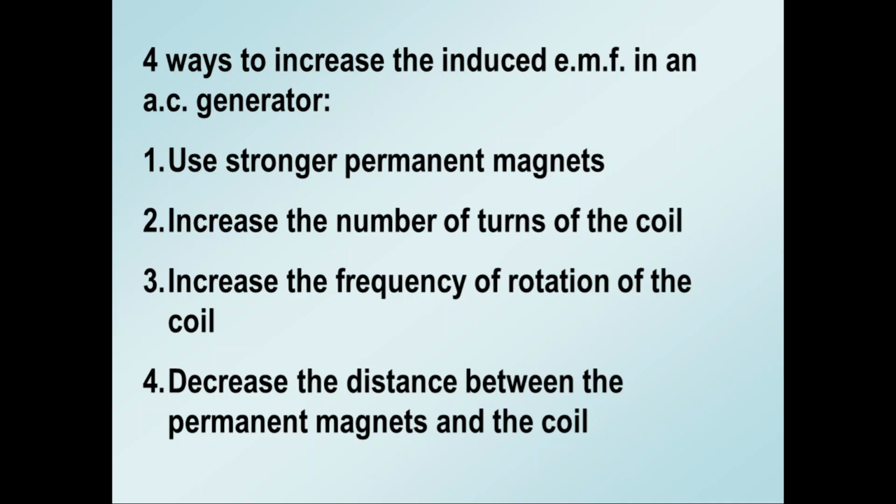So if you use stronger magnets, you're going to get a greater current. If you have more wire turned around on the coil in the generator, you're going to get more current. If you increase the frequency of rotation, in other words, spin it faster, you're going to get more current. If you decrease the distance, what does that mean?